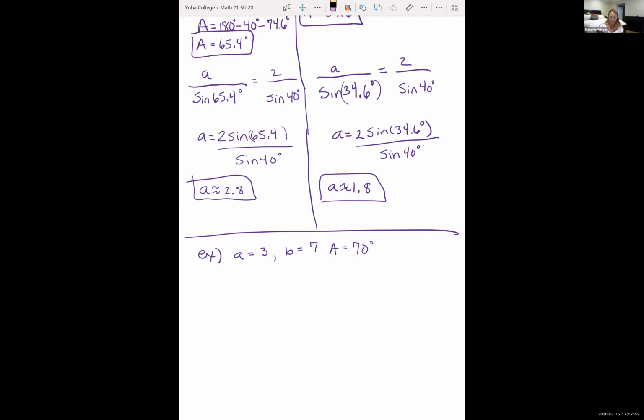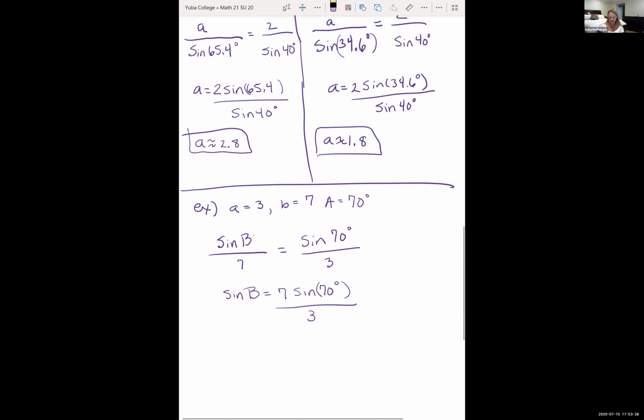So I'm going to try to find angle B. That's the only thing I can do right now because I'm given side b. Since I'm trying to find the angle B, I'm going to put that in the numerator. So sine of angle B all over the side, which is 7, equals sine of angle A, 70 degrees, all over side a, 3. We can get sine B by itself by multiplying both sides by 7. So sine B is equal to 7 times sine of 70 degrees all over 3.